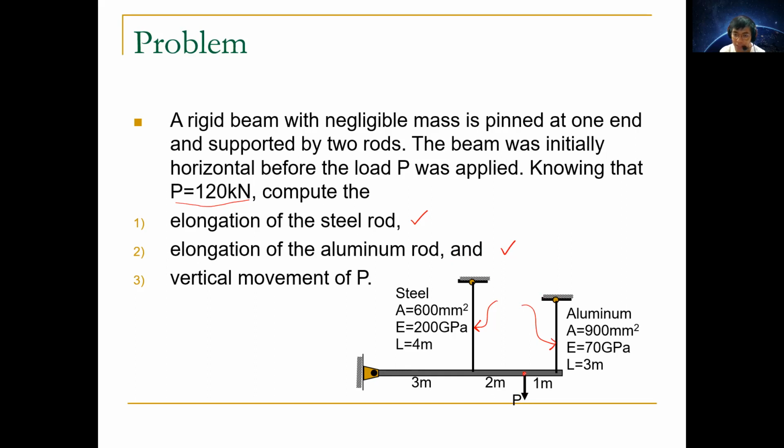We don't know yet the exact behavior, but since we're looking for a vertical movement, it may be upwards or downwards. Most likely the movement will be downwards because the force is going downward. So it's being pulled down. We expect that the steel and aluminum rods will be elongated. So there will be an elongation.